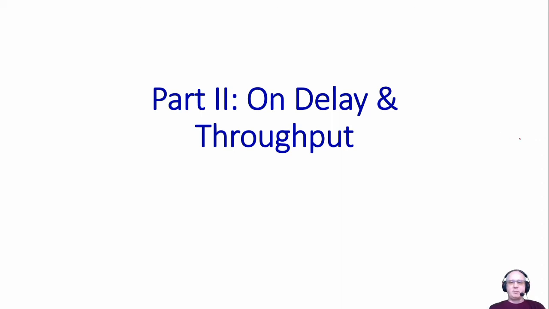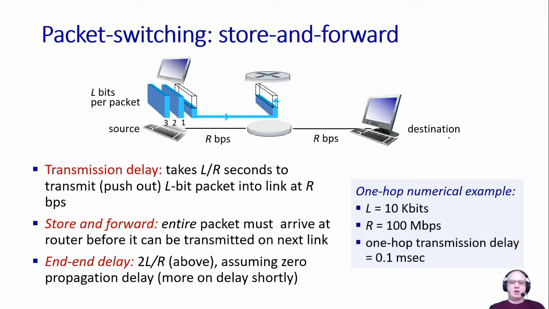Welcome. In part two of this introduction, I would like to talk about how to think about delay and throughput in a network such as the internet. So we talked about packet switching. Packet switching is the process by which one packet switch forwards a packet it has received to the next hop on the path to the destination.